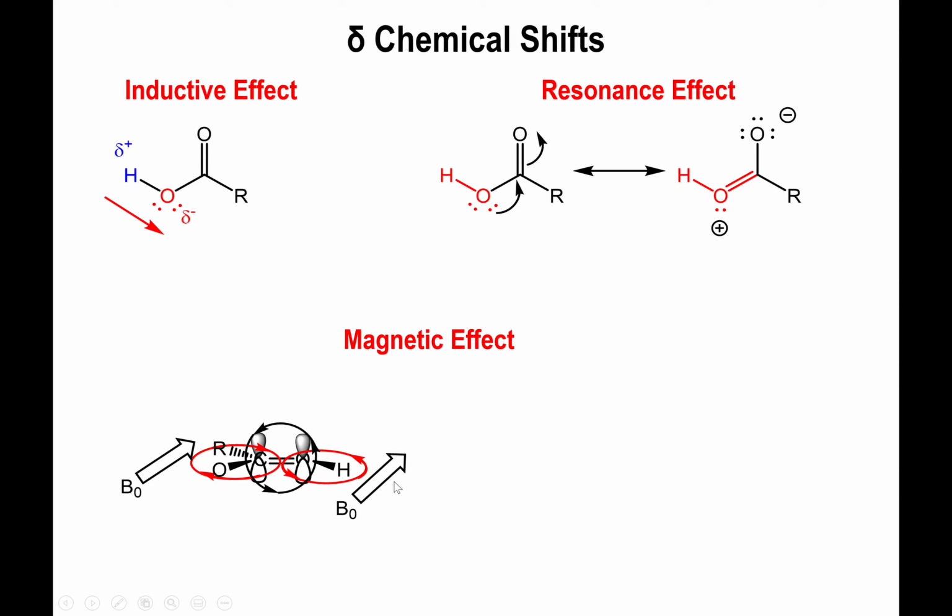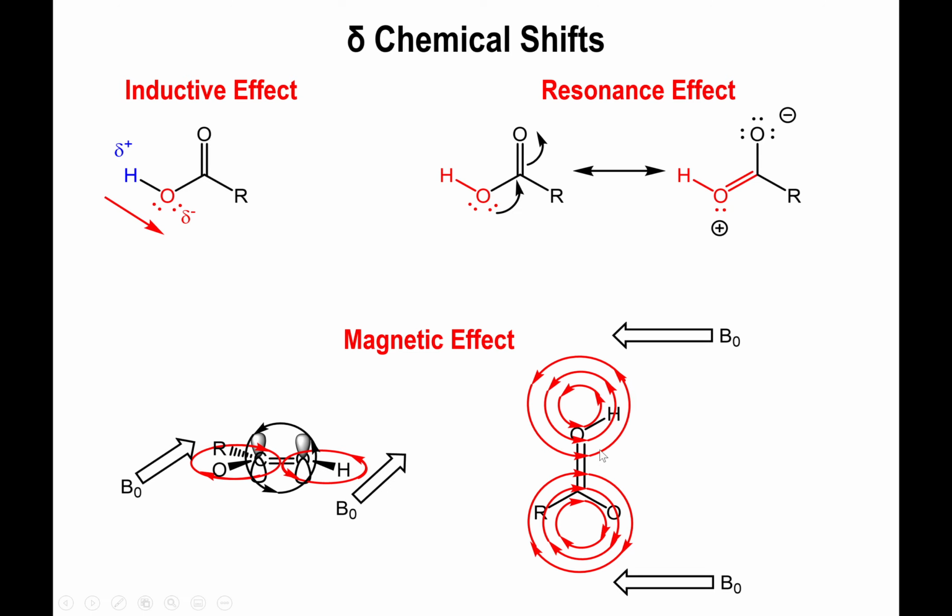So this is a means of decreasing the energy it will take to excite the proton from the ground state up to the excited state. And so if you take all of this together, the fact that this hydrogen has the inductive effect, the resonance effect, and the magnetic effect, all removing electron density.